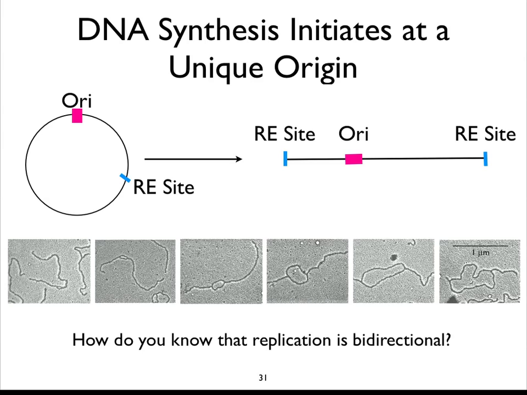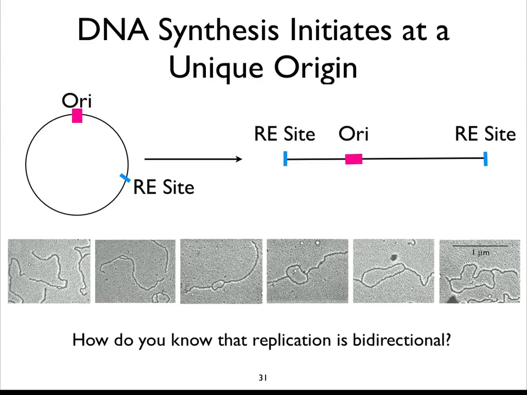If there is a unique site for initiation of DNA synthesis, then as the replication bubble grows, the distance from here to here and here to here should remain constant. That is, if it's bidirectional replication, that bubble will grow and it will be the same size to the left and to the right of it. So let's take a look. Here's that linearized molecule.